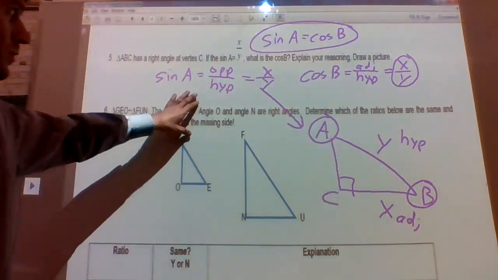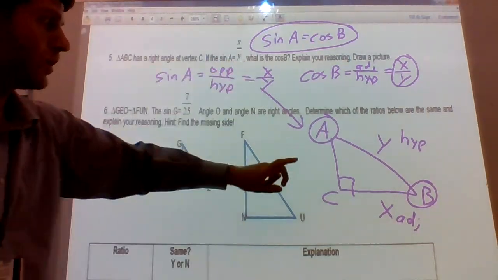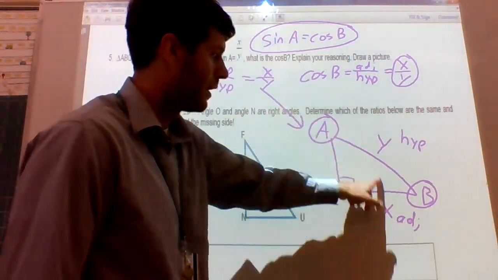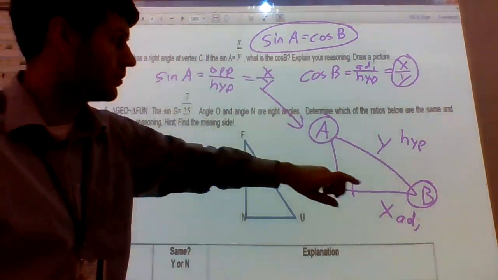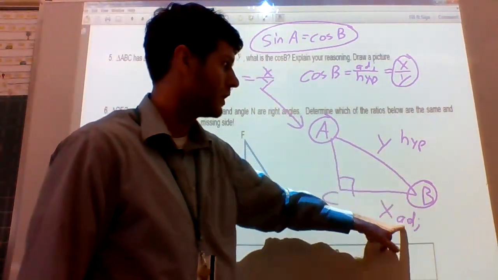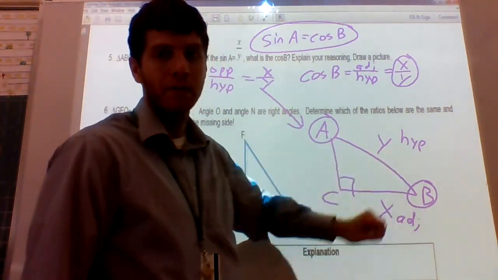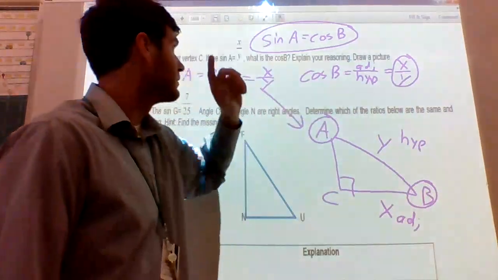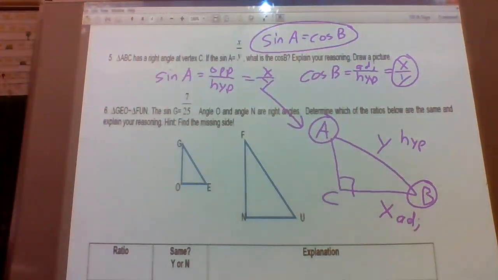So again, just to say what we did here, sine of A, opposite over hypotenuse. So here's A, opposite is x, hypotenuse is y. Then it's asking what's the cosine of B. Well, cosine is adjacent over hypotenuse. So adjacent to B is x, hypotenuse is y. So x over y. So if the sine of A is x over y, the cosine of B is x over y.